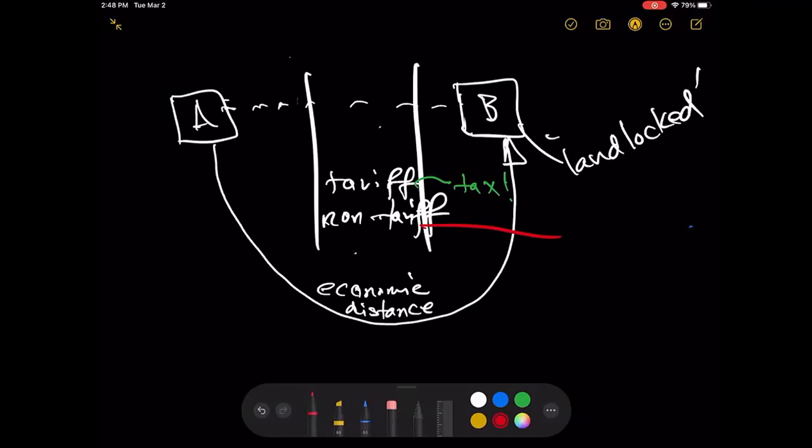One non-tariff barrier could be a quota, which is what? A quota is, in a word, what would that be? If somebody assesses a quota against you. Isn't it a limit? It's a limit, right? So this is a limit. They're saying if you want to bring your products in this country, you can do so, but only up to a certain amount. That's a barrier.